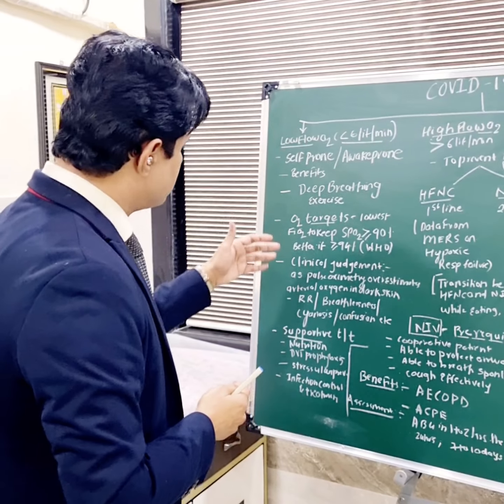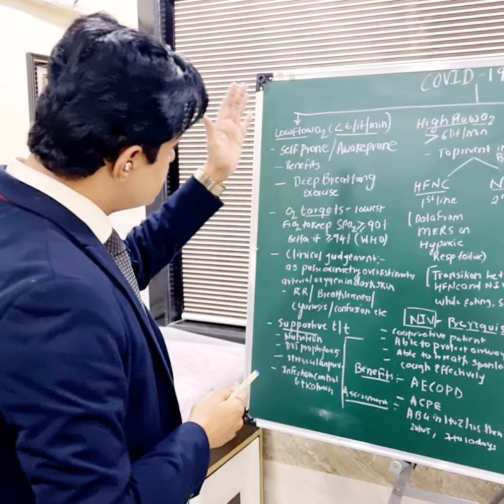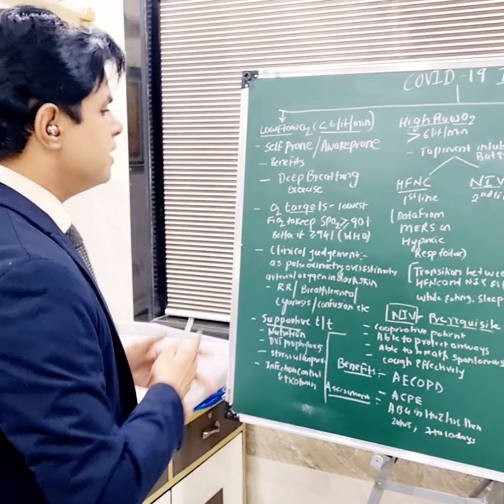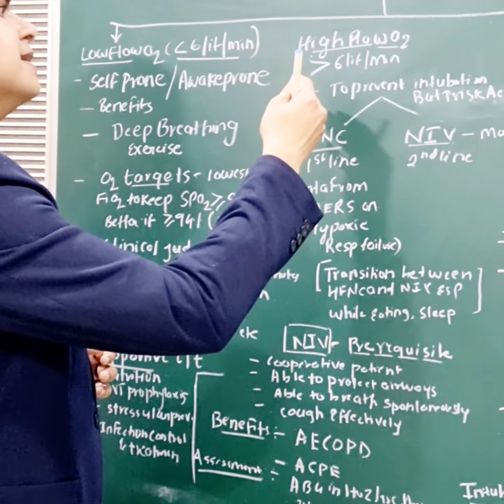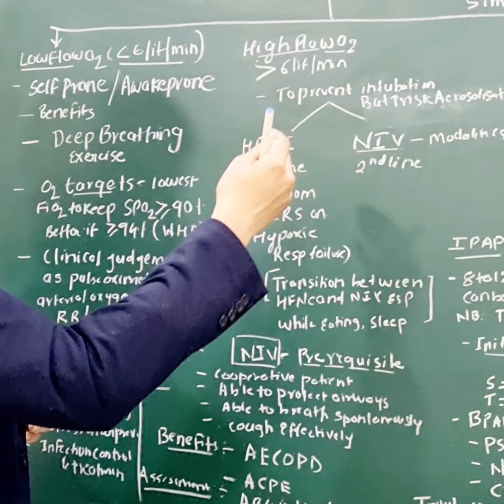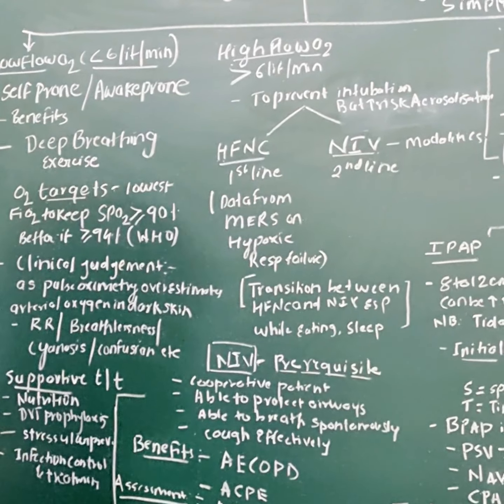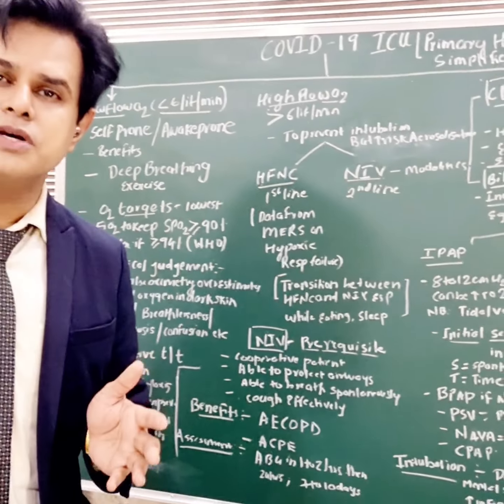So in short, there are some subsets of patients who, despite being on low flow oxygen, may require a high flow oxygen delivery system. Those patients who require more than 6 liters of oxygen, say more than 10 liters, to maintain the saturation, we will categorize as patients on a high flow oxygen system.